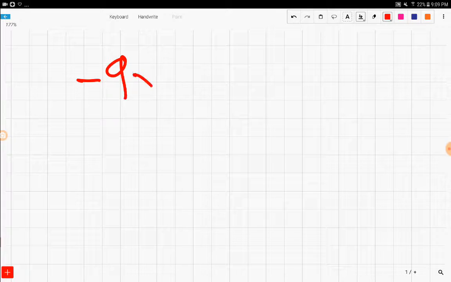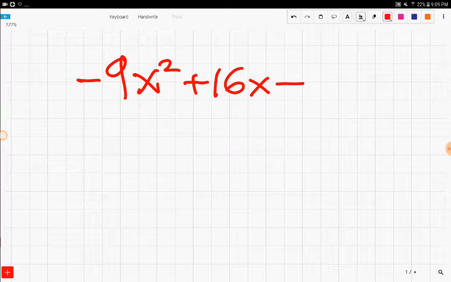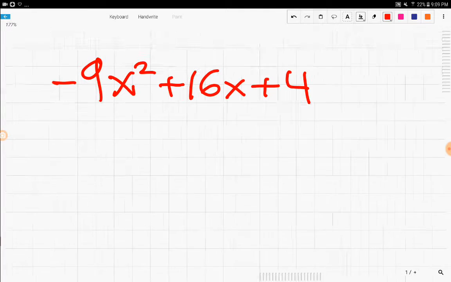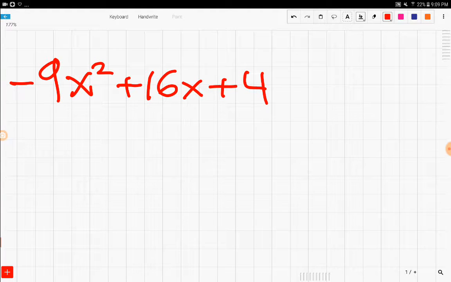So we want to factor 9x squared plus 16x plus 4. Alright, so what we're first going to do is look for common factors. If all the coefficients have some sort of common factor like 2 or something, factor that out. And also look at the first term. If it's negative, I suggest that you factor the negative out in order for the method to work.